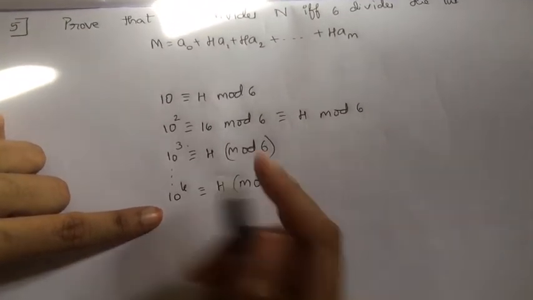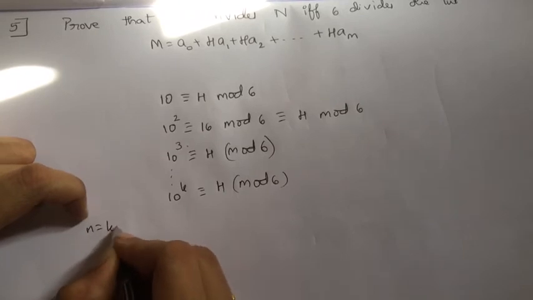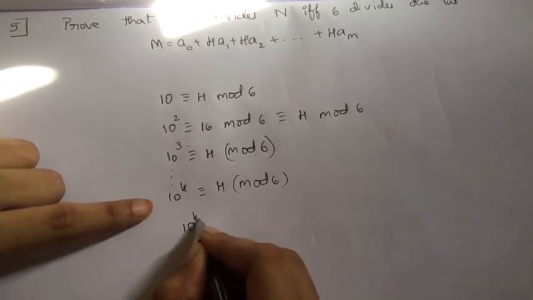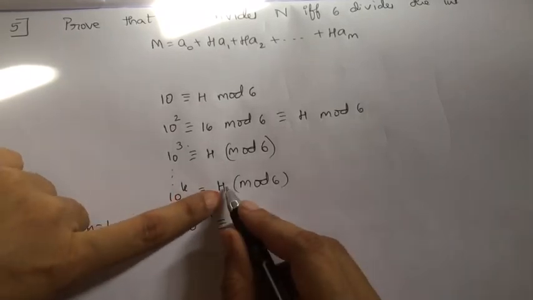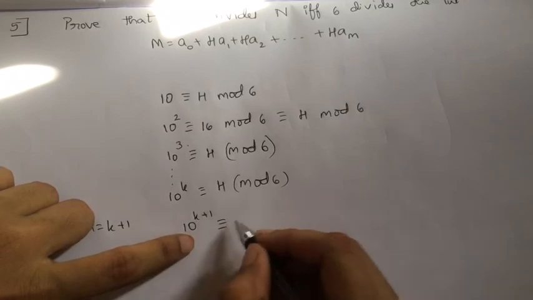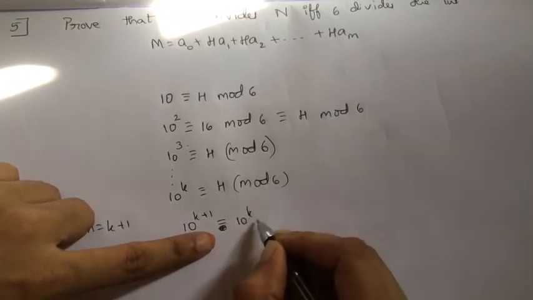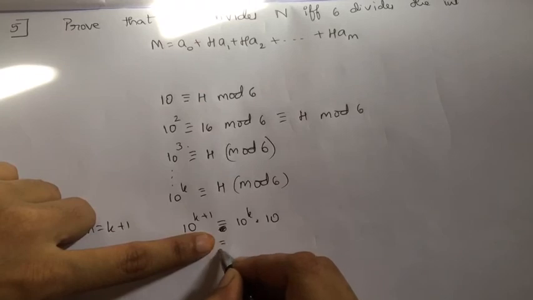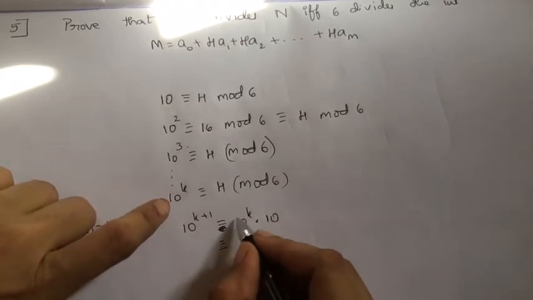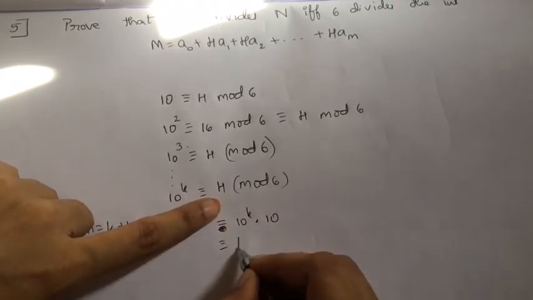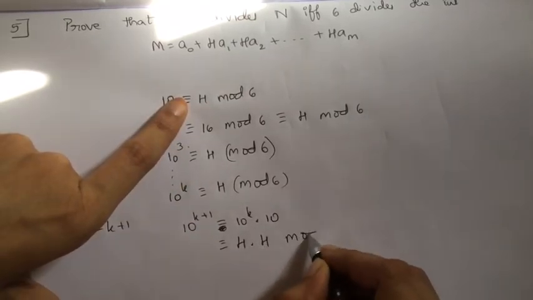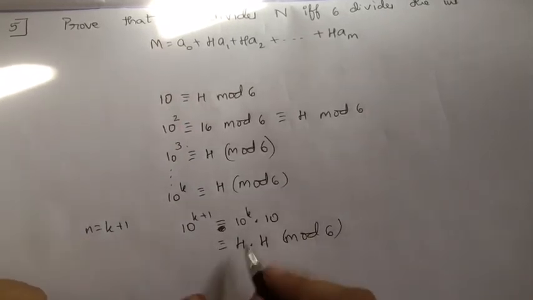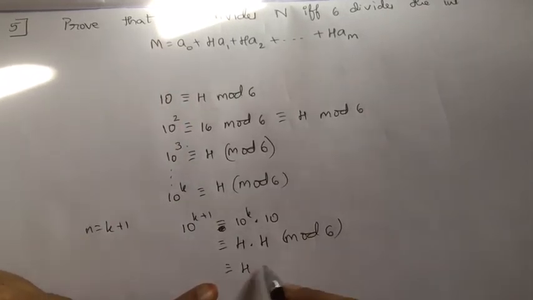Okay, now suppose if I give the power k plus 1, then it is 10 power k plus 1, which is congruent to, 10 power k is congruent to 4, right? So 10 power k plus 1 can be written as 10 power k into 10, which is congruent to 10 power k is congruent to 4 mod 6 and 10 is congruent to 4 mod 6. So it is 4 into 4 mod 6, which in turn can be written as 4 mod 6, right?